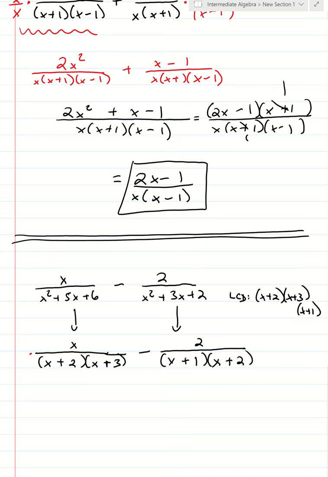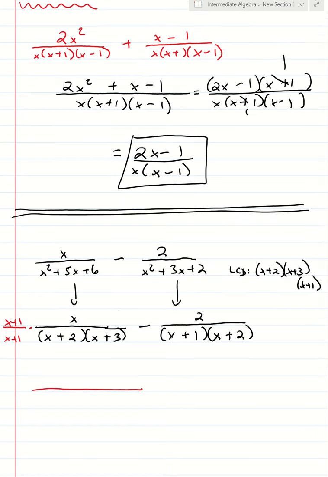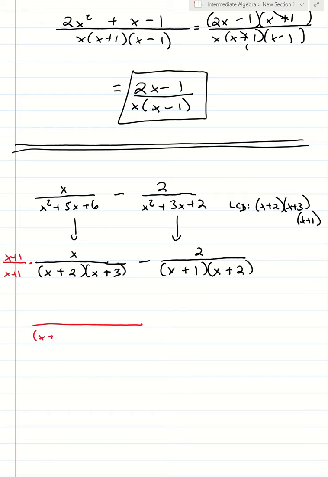So I take a look. What's missing from this first denominator? Well, it has the x plus 2, it has the x plus 3, but what's missing is the x plus 1. Multiply the top and bottom. And let's do that. So this new fraction will become x plus 1, x plus 2, x plus 3. And then on the top, when we multiply, x times x plus 1 would give you an x squared plus x. Then there's a minus sign.